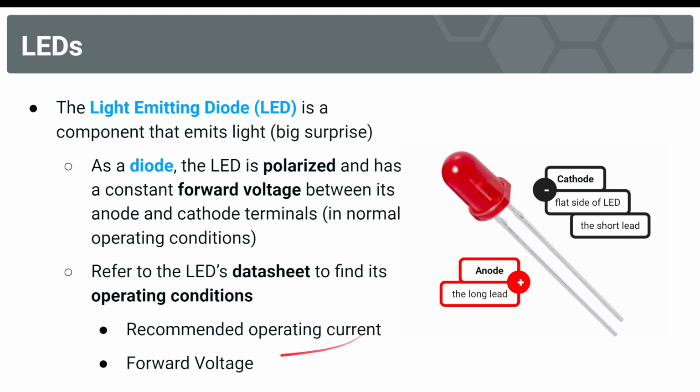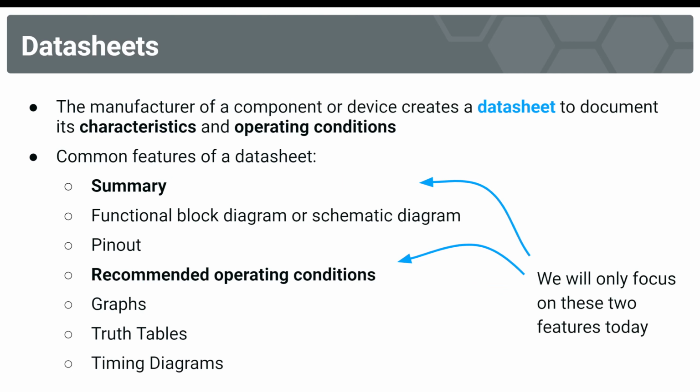It'll also tell you the forward voltage. We said this red LED could be a 2.2 volt LED. It could be 3.2 volts. It could be something else. And the data sheet will indicate that. All right, what is a data sheet?